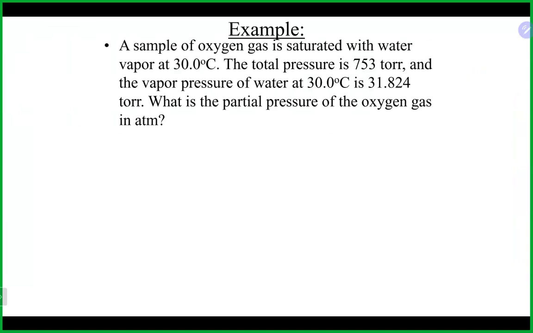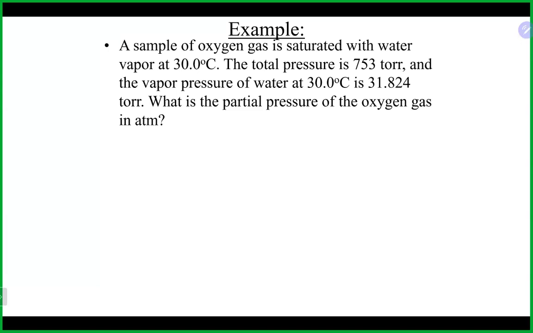A sample of oxygen gas is saturated with water vapor at 30 degrees. The total pressure is 753 torr. The vapor pressure of water at 30 degrees is 31.824 torr. What is the partial pressure of oxygen in atmospheres? Okay, so let's take a look at this.